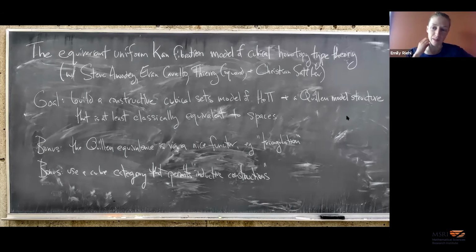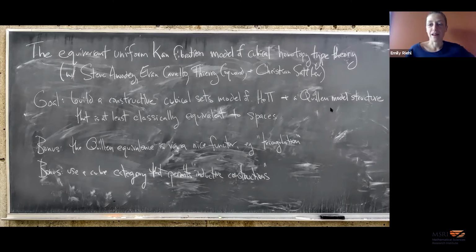So there are a bajillion model categories that are Quillen equivalent to Quillen's original model structure on simplicial sets, but that don't give a constructive cubical sets-based model of homotopy type theory. Or there are, as we'll see on the next slide, constructive cubical sets-based models of homotopy type theory that aren't Quillen equivalent to spaces. So when we were working on this project, we weren't aware of a model structure that satisfied these conditions. So that was the goal.